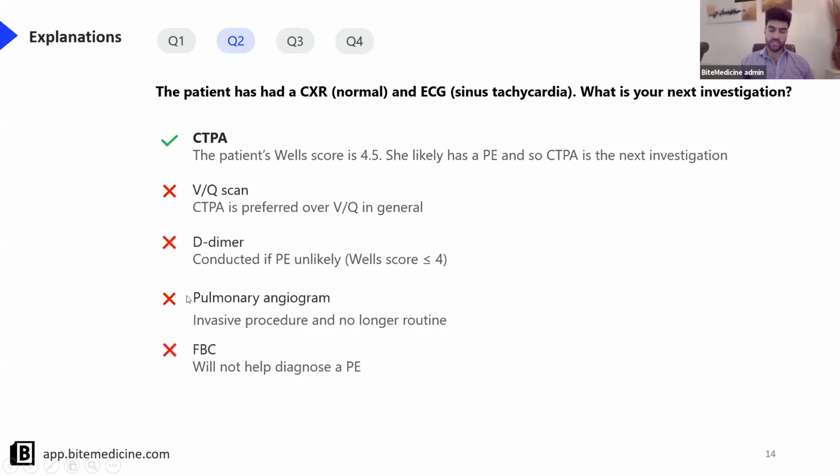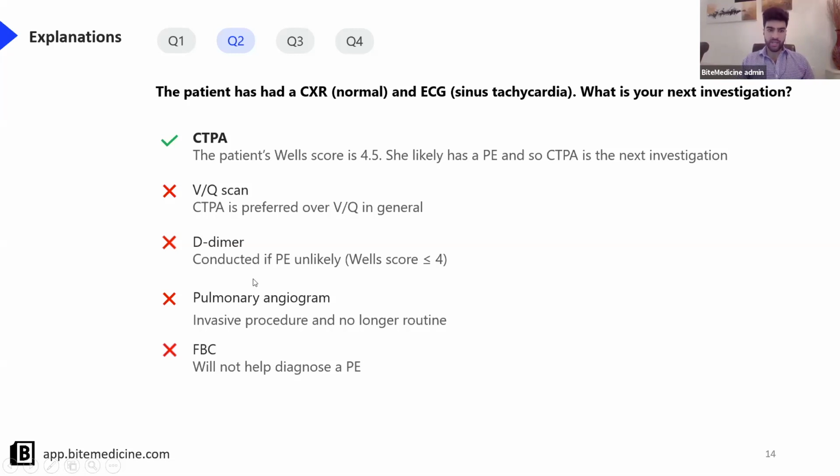It's what used to be done a while ago. It's an invasive procedure which involves inserting a line through the groin into the pulmonary vasculature and then injecting contrast. It's like a coronary angiogram, but for the pulmonary vasculature. It's way too invasive, takes longer, requires specialist use. So it's not typically carried out, and a full blood count won't really provide you with any information at all.